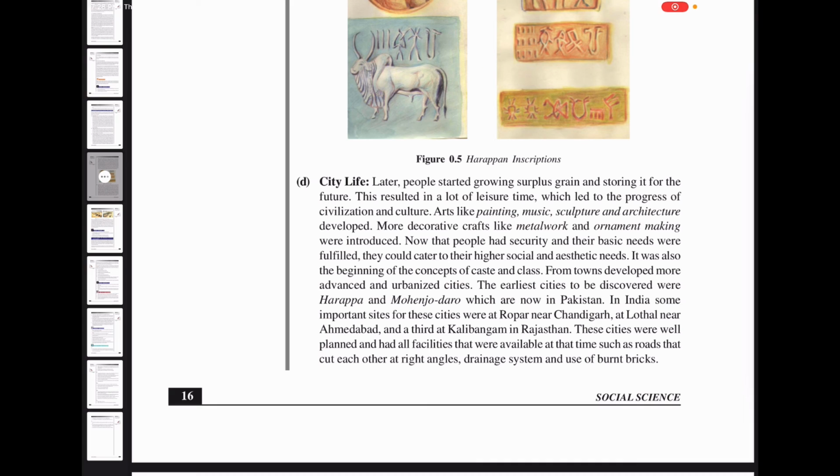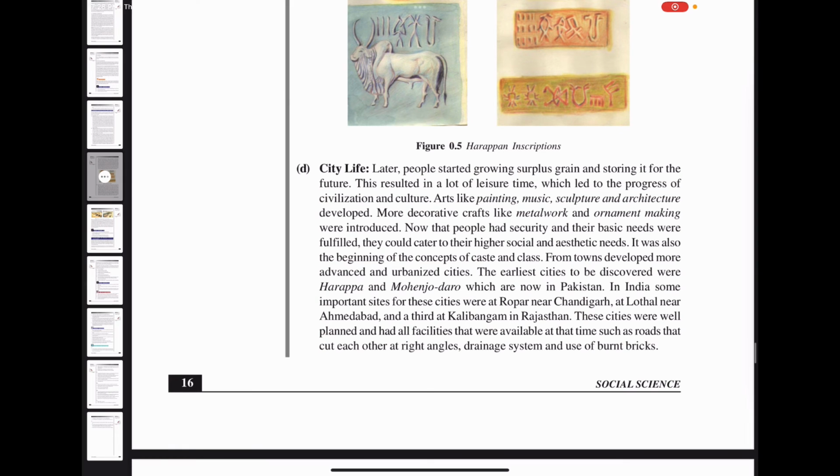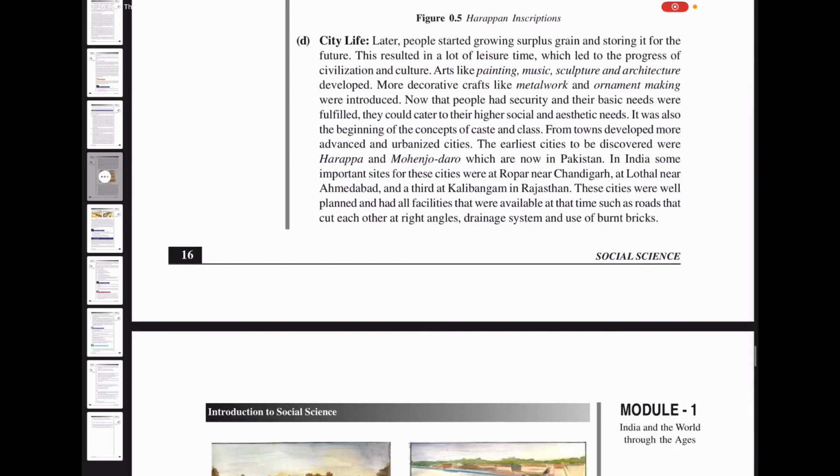The earlier cities to be discovered were Harappa and Mohenjo-daro, which are now in Pakistan. In India, some important sites for these cities were at Ropar near Chandigarh, at Lothal near Ahmedabad, and a third at Bangam in Rajasthan. These cities were well planned and had all facilities that were available at the time, such as roads that cut each other at right angles, drainage system, and use of burnt bricks.